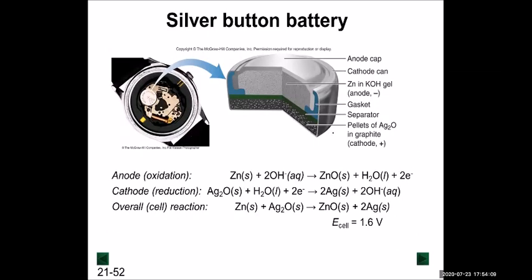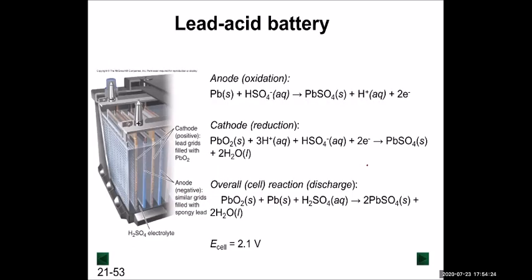And the silver battery uses a different reaction, a silver oxide reaction. The silver oxide is the oxidizing agent. Again, zinc is the reducing agent. And the lead acid battery uses a reaction with lead as the anode and lead-4 oxide as the cathode. This reaction is rechargeable and can be easily reversed.